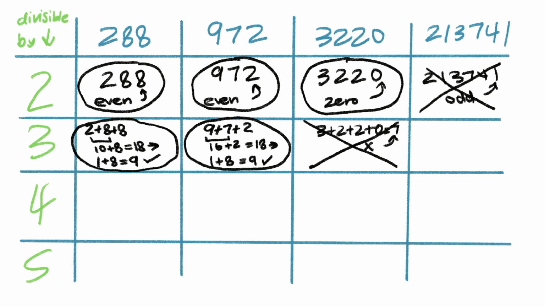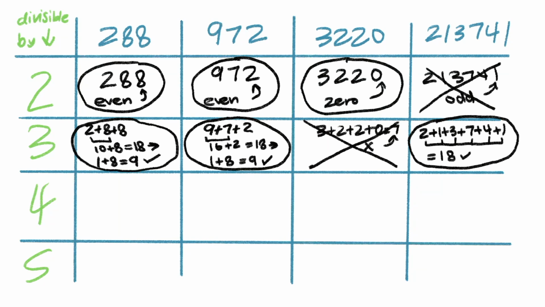As for this last number, let's just add everything together. 2 plus 1 is equal to 3, plus 3 is equal to 6, plus 7 is equal to 15, plus 4 plus 1 is equal to 18. And we know that this is divisible by 3, so this number is also divisible by 3.